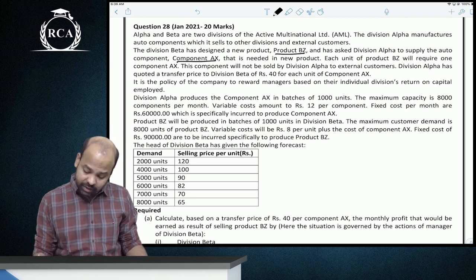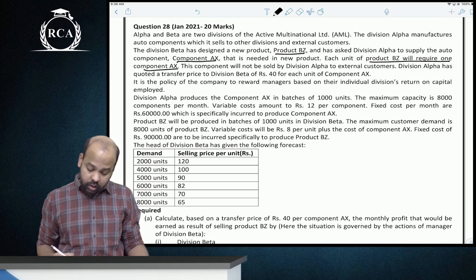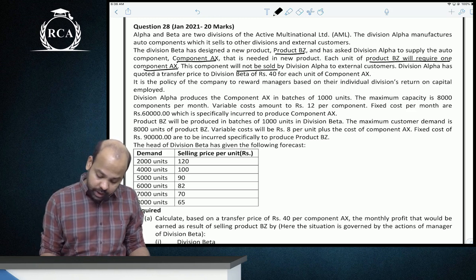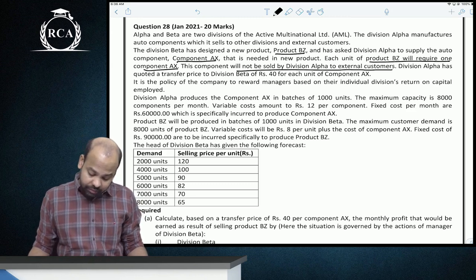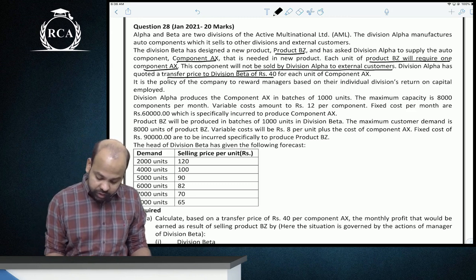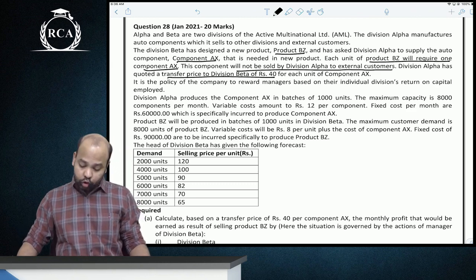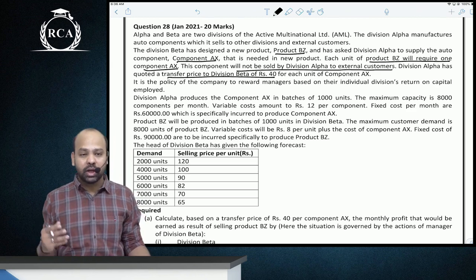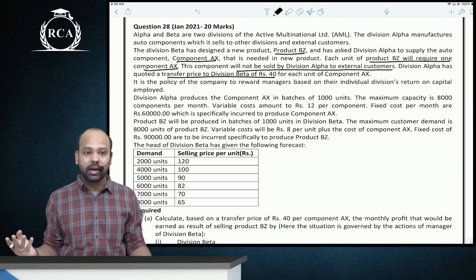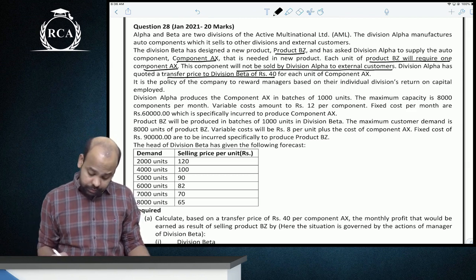Each unit of BZ will require one component AX. This component will not be sold by Division Alpha to external customers. Division Alpha has quoted a transfer price to Division Beta of ₹40 for each unit of component AX. When you know that you will not be able to sell anything in the external market, usually the receiving division has more bargaining power because he knows better that there is no external market here.